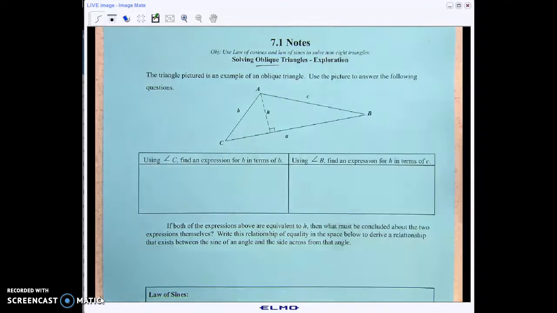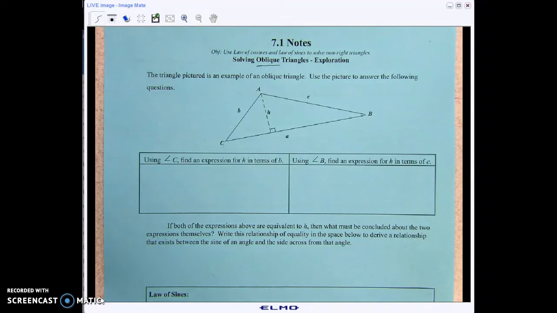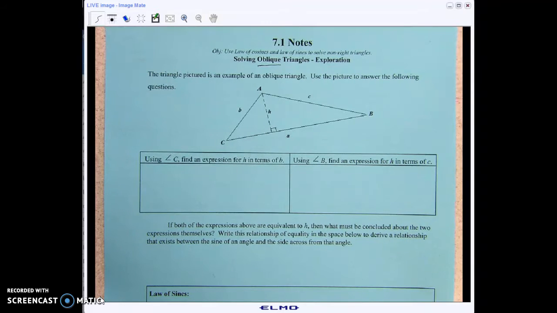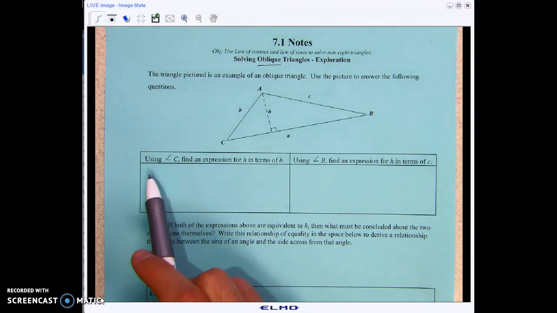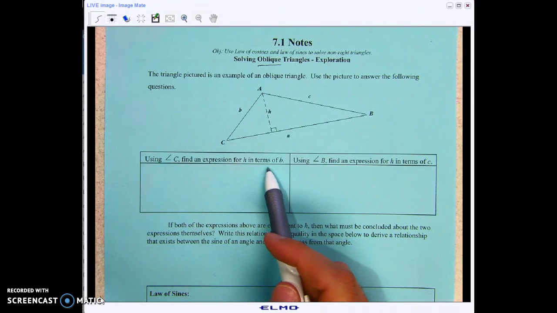It's about solving oblique triangles, so ones that are not right triangles. Okay, so we're trying to figure out how we can create relationships that will allow us to solve these triangles when they're not a right triangle. Alright, so the first thing we need to do is, it says using angle C here, find an expression for H in terms of B.